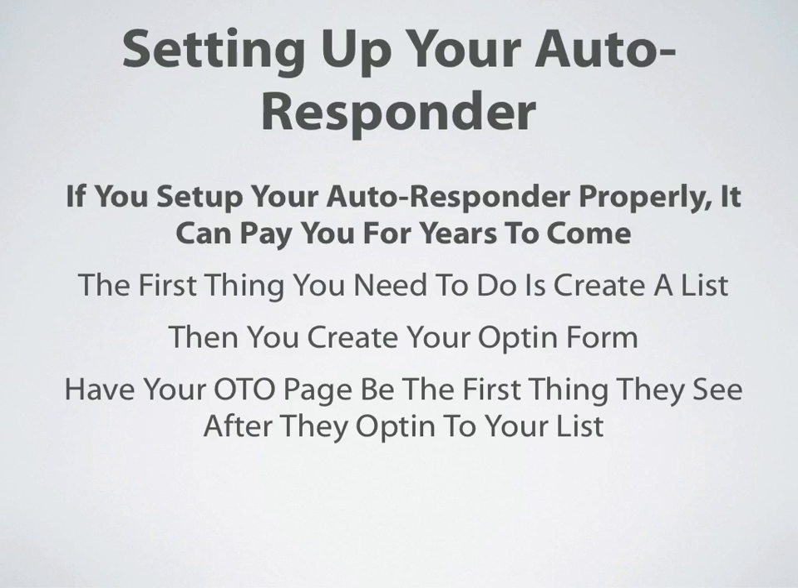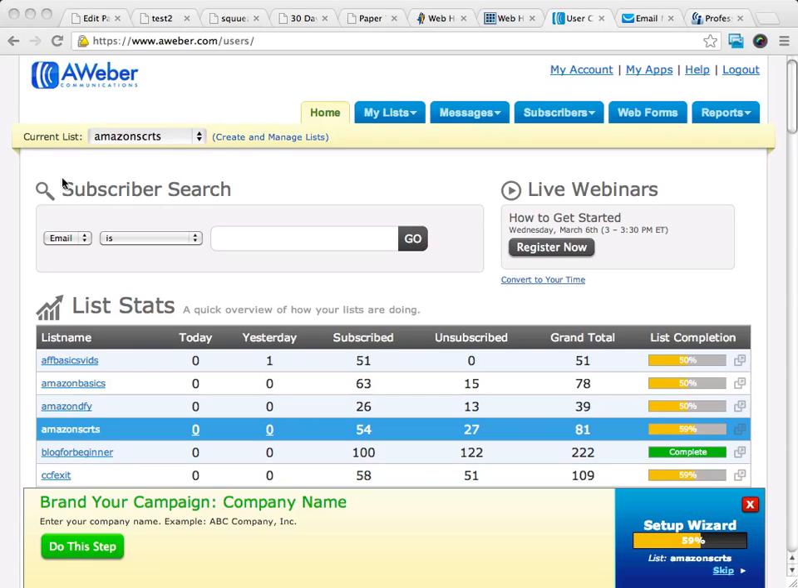And you can do it either through follow-up messages that go out over time or as straight-up broadcast messages where you mail your entire list. So, when you're setting up your autoresponder, the very first thing you need to do is create a list. I'll show you inside of Aweber just how easy it is.